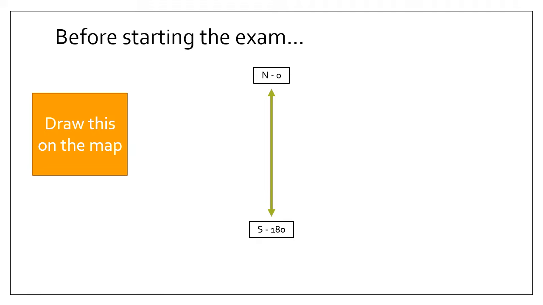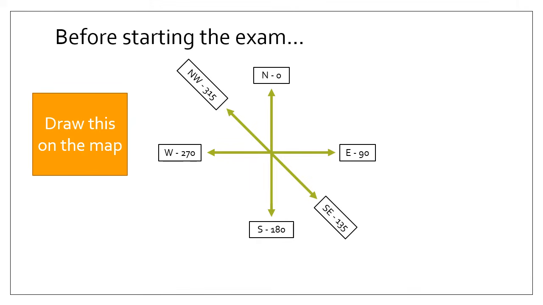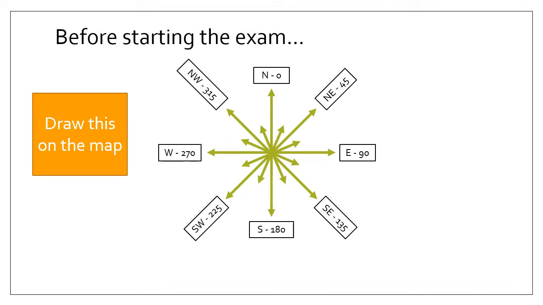So remember to start with a straight line with north at the top and south at the bottom, and the bearings for north are 0 and for south 180. Then draw on east and west, and then you've got 90 degrees and 270. You draw two lines at a 45-degree angle. So northwest would be at 315, southeast at 135, and then you've got northeast and southwest. Then within those, at 22.5 degrees, you've got the rest.